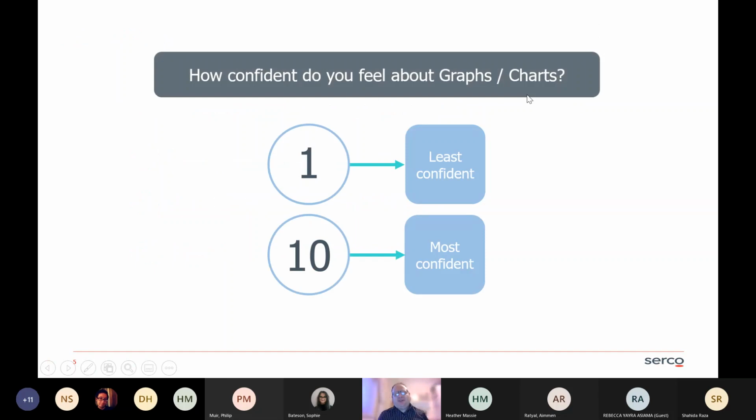So as we've said in every one of the sessions today, can you let me know in the chat if you're happy to share? Don't feel you have to, but how confident you feel about using graphs and charts generally. If you were given a graph or a chart and had to get some information off it or do something with it, or had to create one, how confident would you say you are? If we go from 1 being not confident, up to 10 being confident.